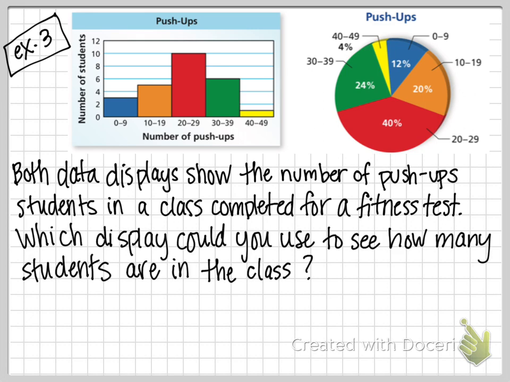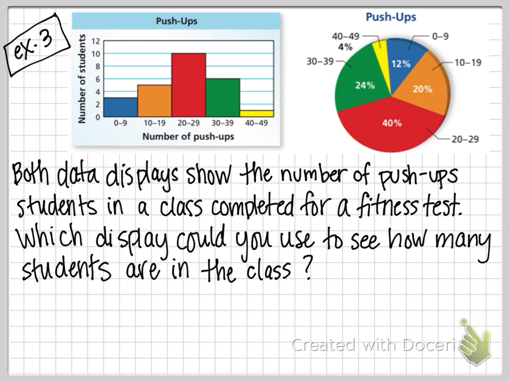Which display could you use to see how many students are in the class? Which one of these tells you how many students are in the class? Liam? 49. But which graph tells you that? Think about what it's asking. What are the graphs showing? The number of push-ups that people can do. Very good. The number of push-ups that people can do.